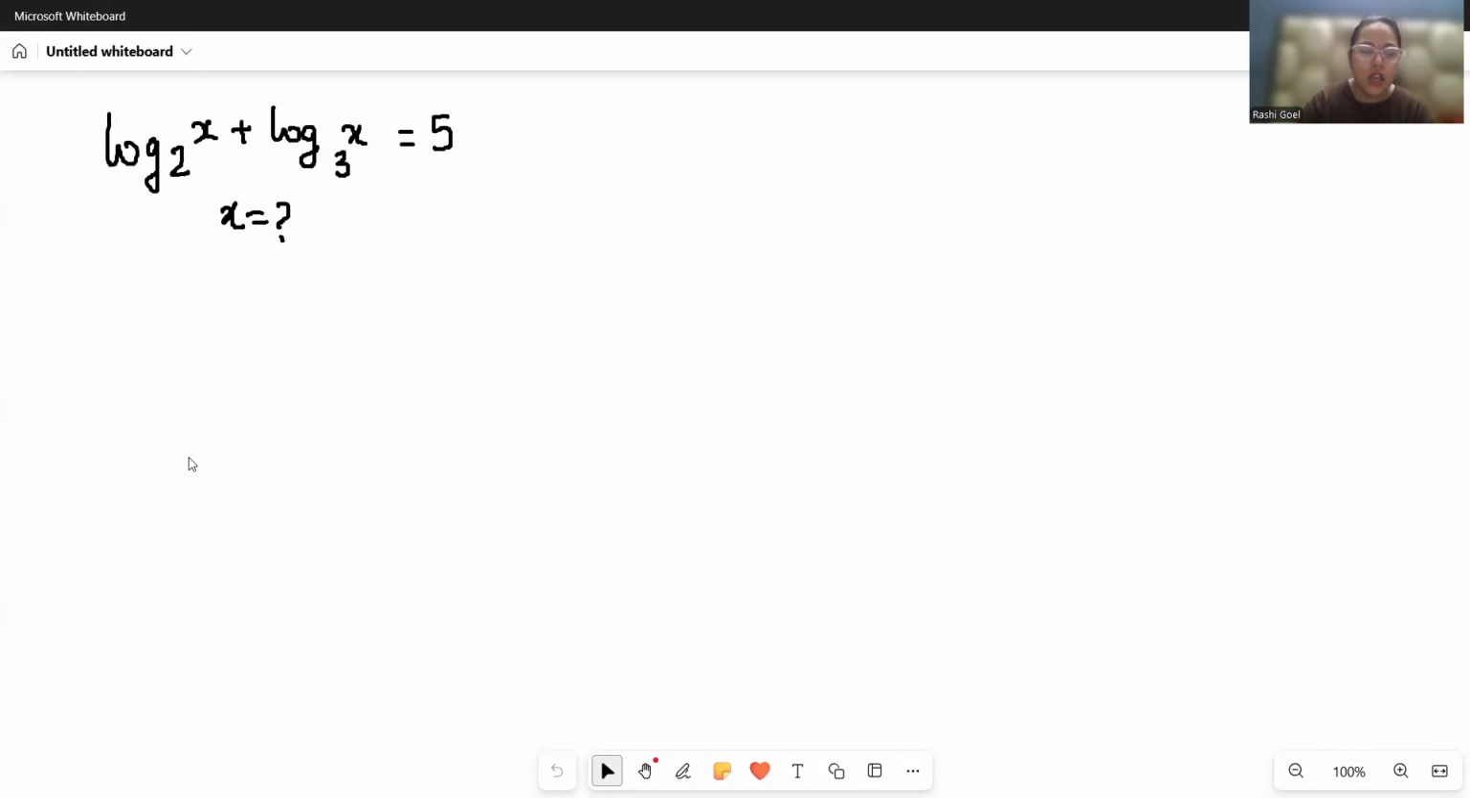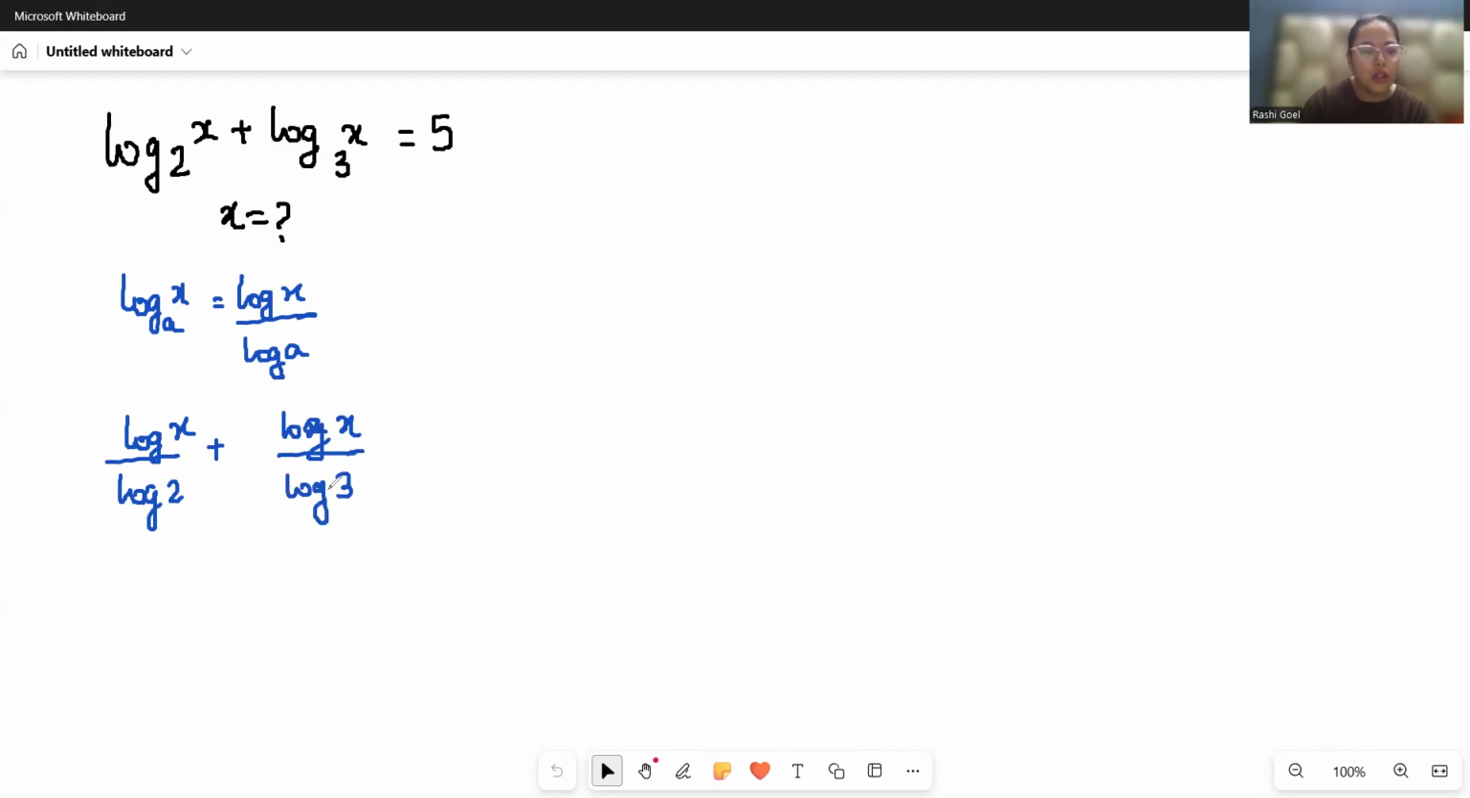So let's solve this. First, as per the log rule, log x with base a we can write as log x over log a. So this becomes log x over log 2 plus log x over log 3 equal 5. Now if we take the LCM, it becomes log 2 times log 3 in the denominator, and here it is log x times log 3 plus log x times log 2 equal 5.